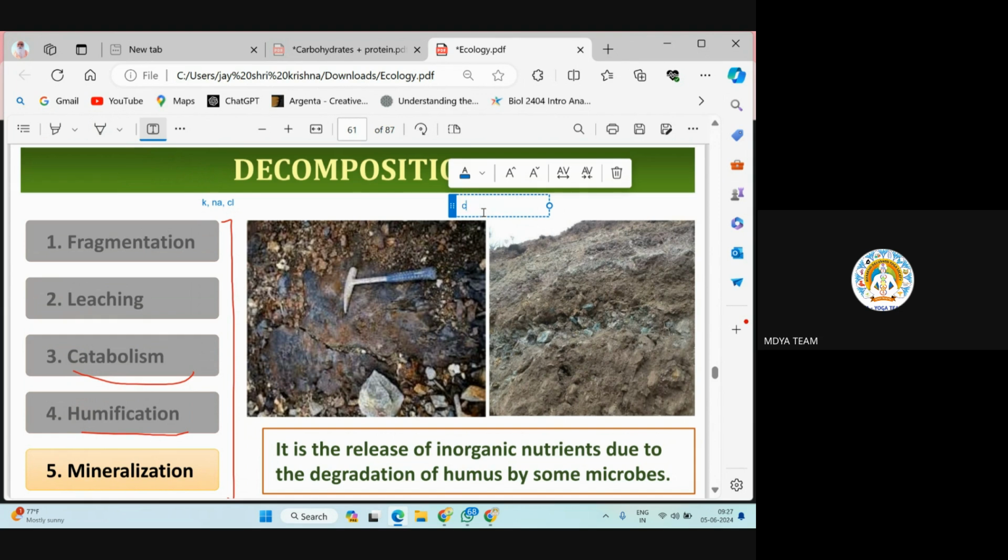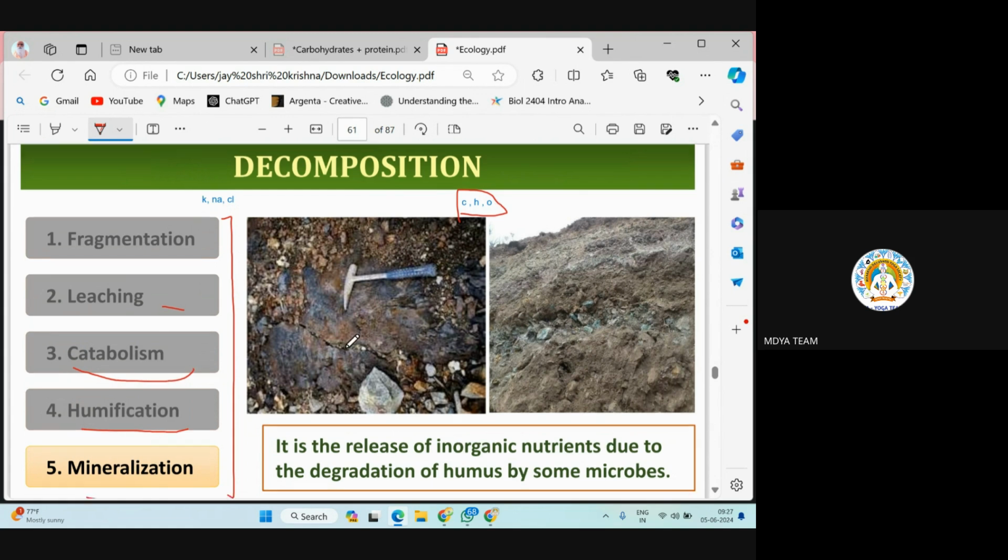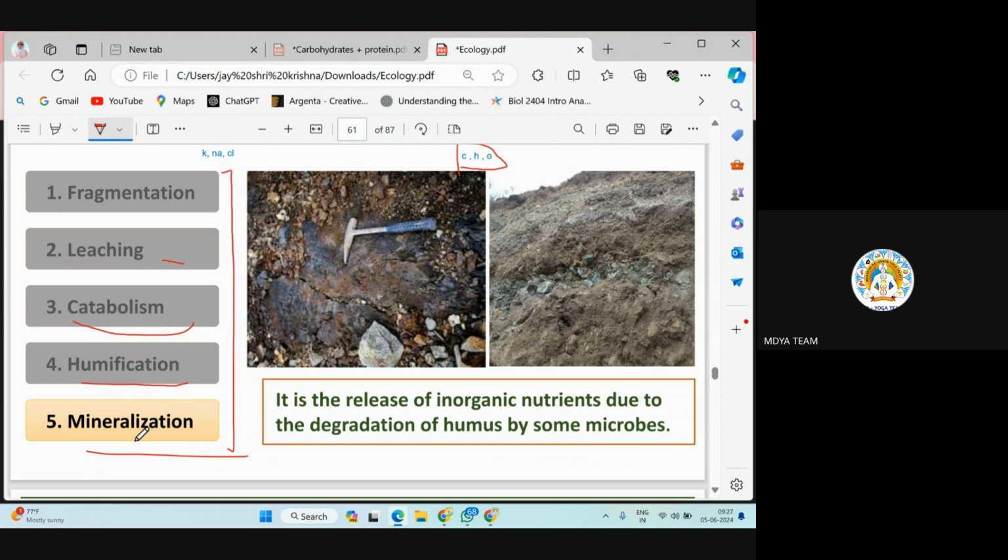Others are carbon, hydrogen, or oxygen. These are not present in a very simple form. These are trapped inside very complex organic substances. They can be trapped inside protein. Protein is made up of these types of minerals only. So everything is minerals only. The simpler minerals will go into the soil in the leaching process, and those minerals or nutrients which are trapped inside the organic matter through bonds will be released after humification in mineralization.